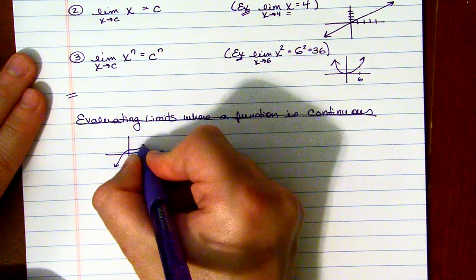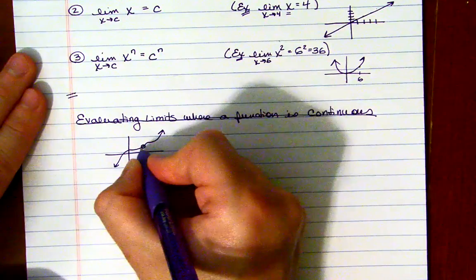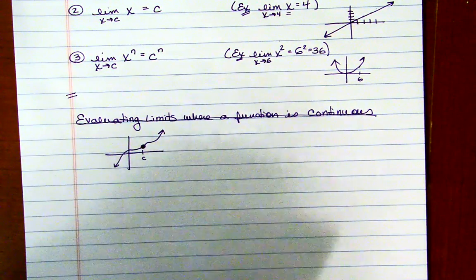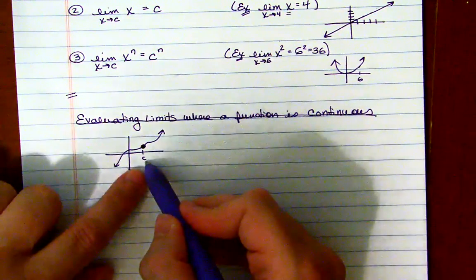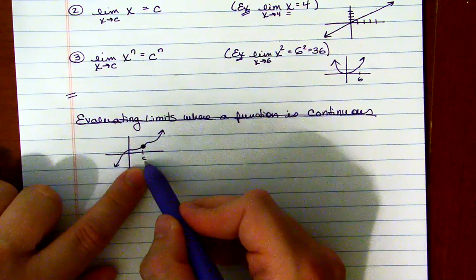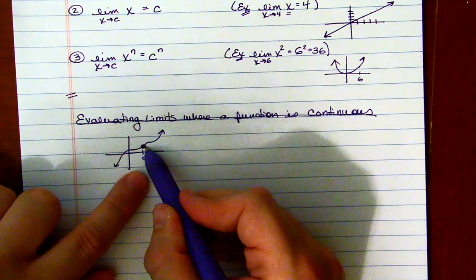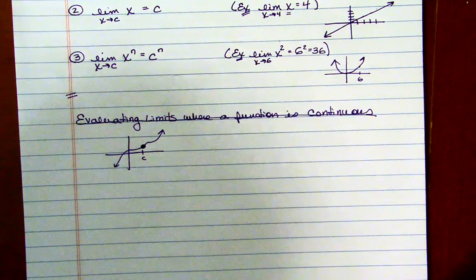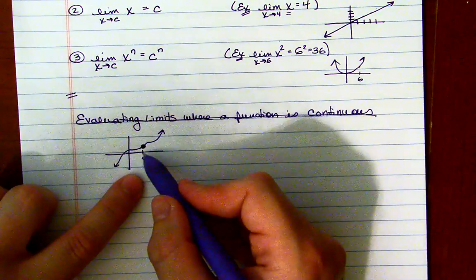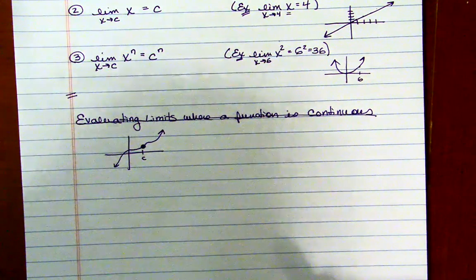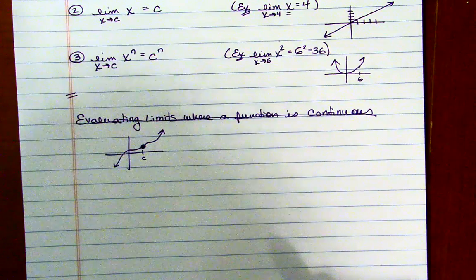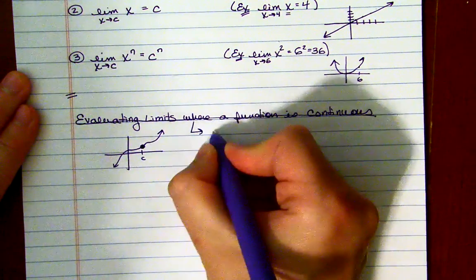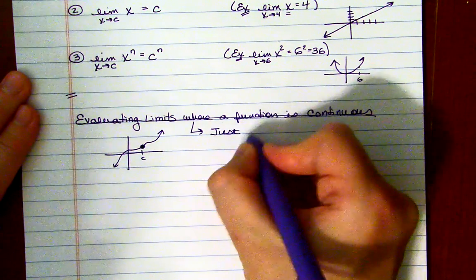Let's see, I've got some function over here that's continuous. Well, if I want to find the limit as x approaches c of some continuous function, if it's continuous, that limit has to be the same as the value of the function right there. So really, instead of figuring out the limit, I could just find f of c, and they're going to be the same thing. All I need to do to evaluate a limit where a function is continuous is just plug in.